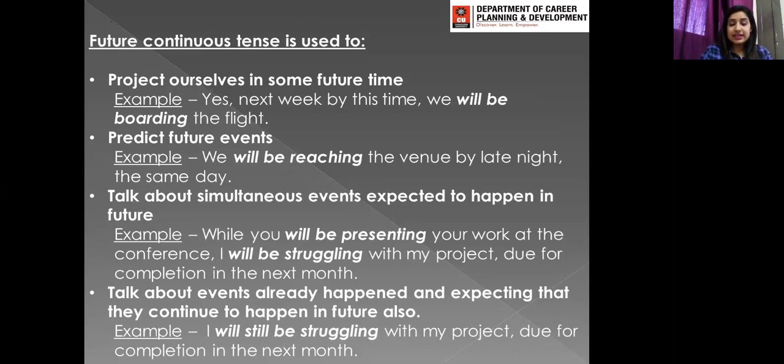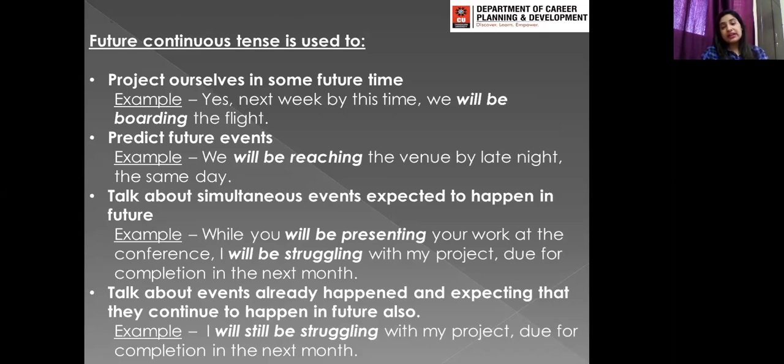How? For example, while you will be presenting your work at the conference, on one hand you will be presenting your work, and I will be struggling with my project. So two different actions, two different events, are going to take place simultaneously, in parallel, in the future.